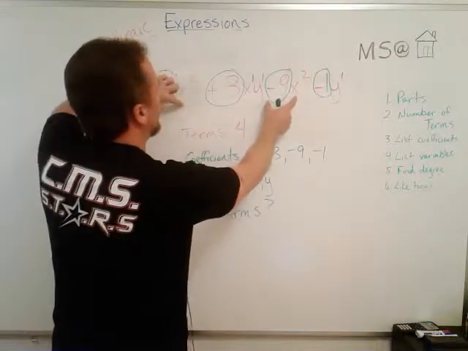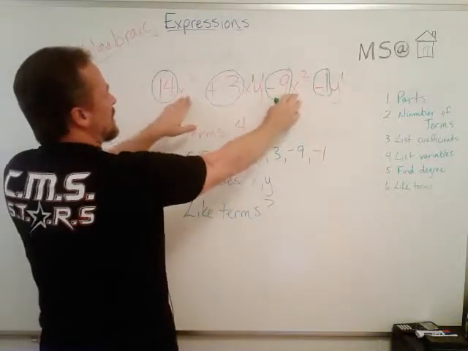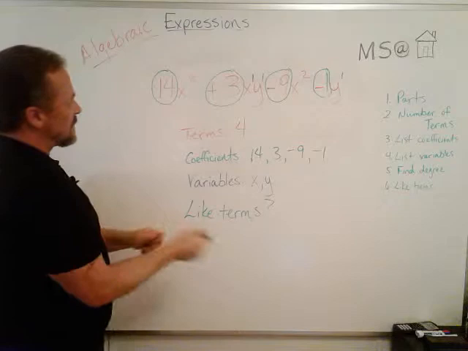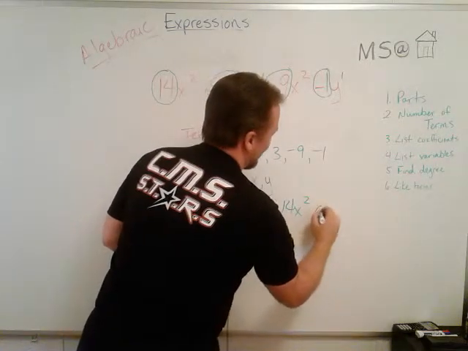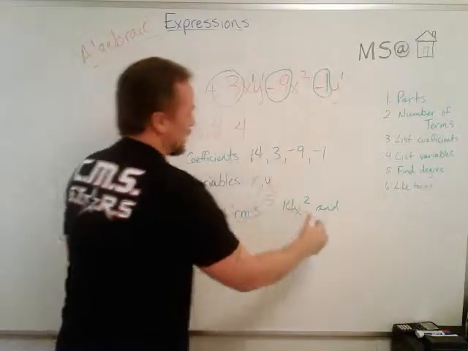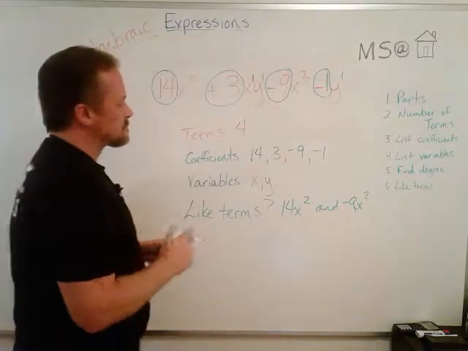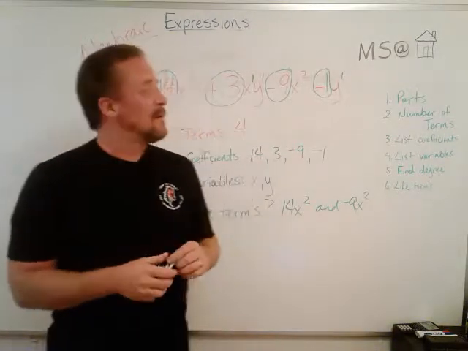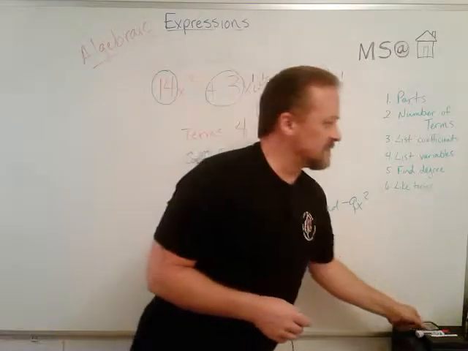These two, though, are exactly the same. They have different coefficients, but their variables are exactly the same. They're both x's and they're both degree of 2. So our like terms are 14x squared and negative 9x squared. Okay? Don't let the funky looking stuff get confusing to you.